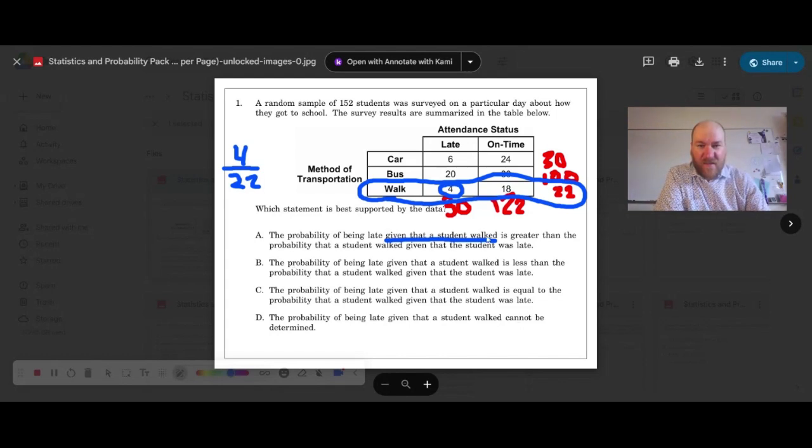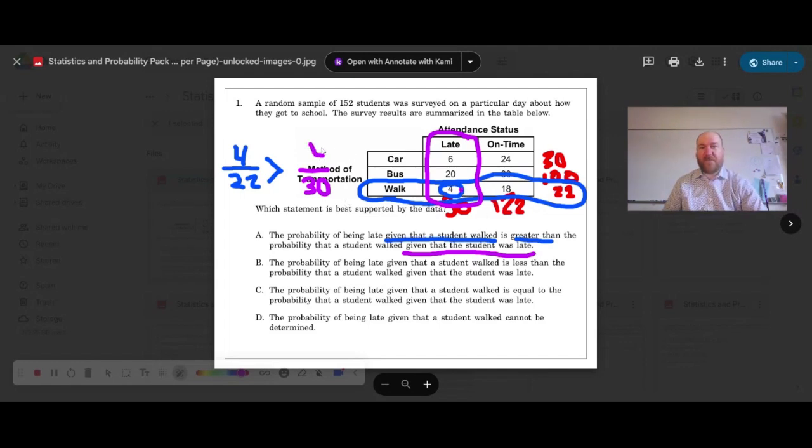And it says that it's greater than, so we're going to go like that. And now we're going to do this part of the question, which is the probability that a student walked given that a student was late. Given that the student was late, so now we're going to use this column. And how many people are in that column? There were 30 people in that column. And now that we are only talking about the late people, how many of them walked?